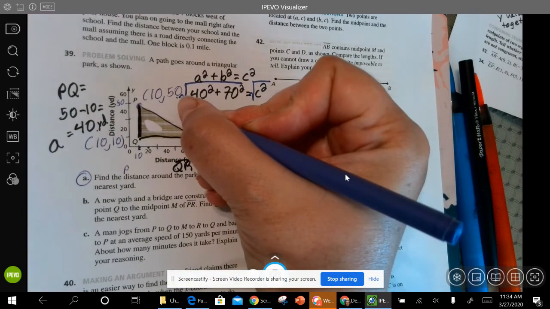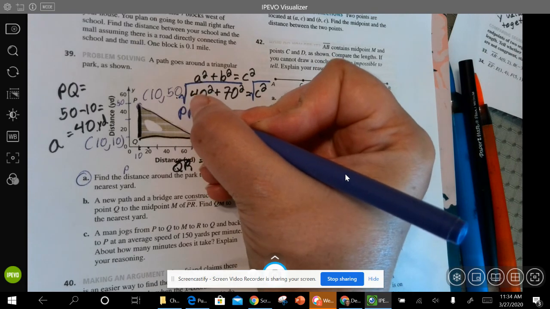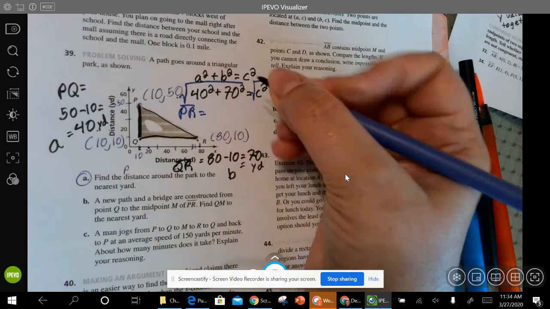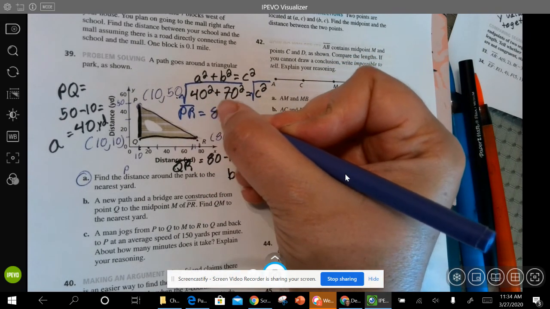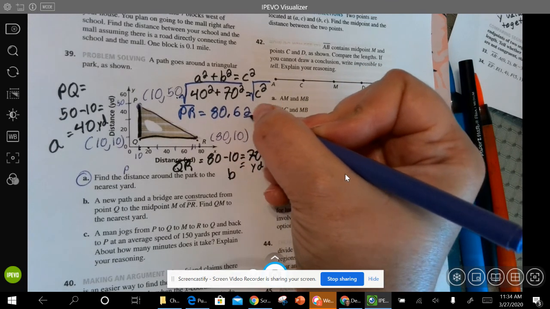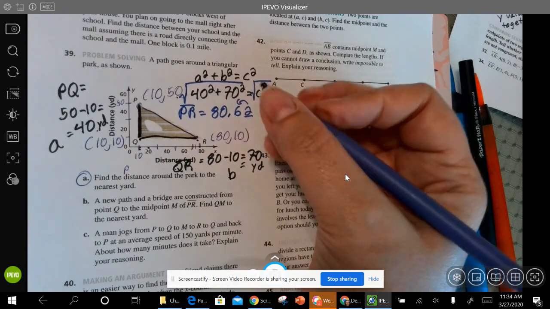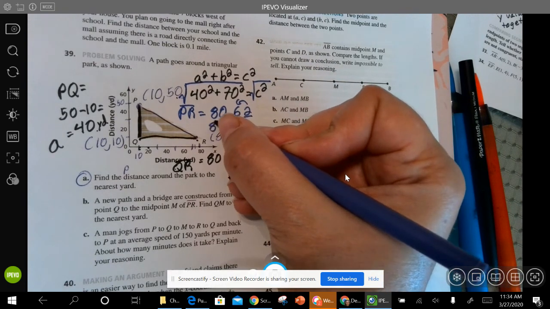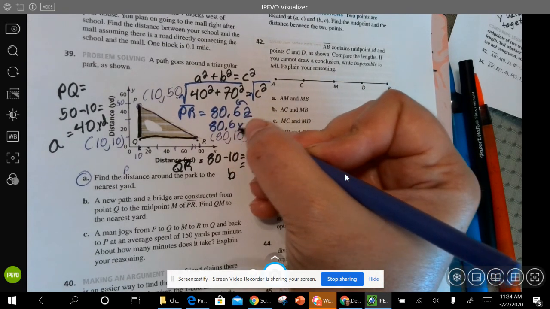So our C value, or P to R, this is for our park, is going to be 80. Okay, 5 and up, rounded up. So we're going to leave it the same. So it's 80 and 6/10 yards.